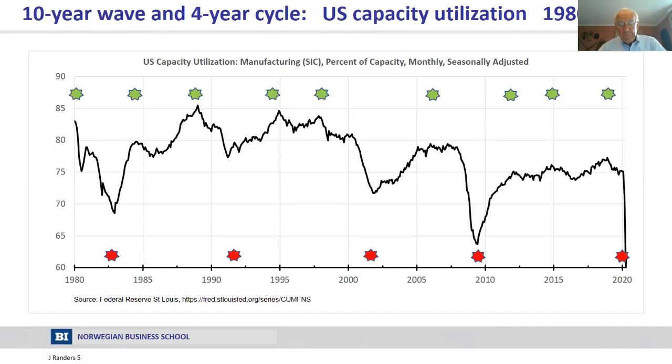The third reference mode is the 4-year capacity cycle, which you can see here in capacity utilization. I've tried to indicate peaks in the capacity utilization with the green stars, and they are roughly 4 years apart. You also see the 10-year wave in the capacity utilization. I've indicated with stars the major bottoms in the capacity utilization.